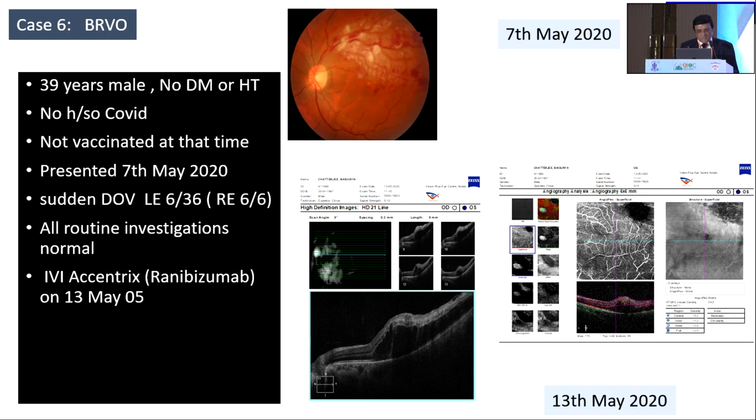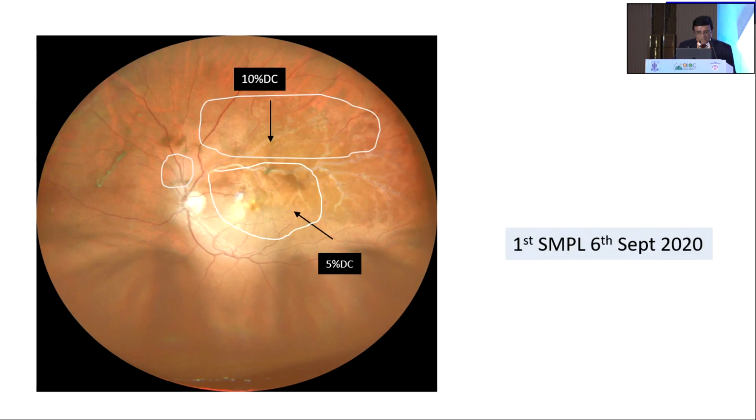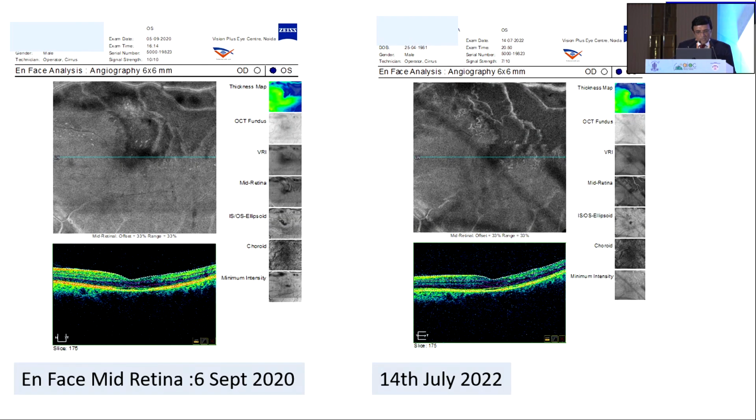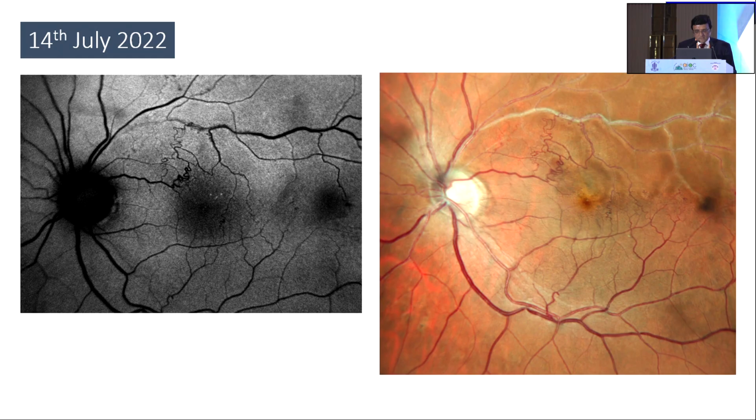This is another patient of BRVO who came to us during COVID times, was not vaccinated, developed a branch retinal venous occlusion, received an injection, and subsequently we decided to do micropulse laser. For the macula, we did 5% duty cycle. For the extramacular area, we did 10% duty cycle. And now I have followed this patient with OCT and ultrawide-field imaging.